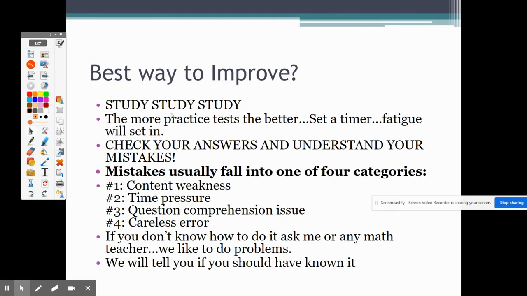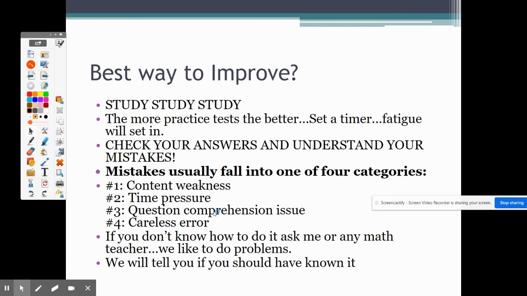Best way to improve is to study. All mistakes that you will make when you check your answers are one of these four things. You don't know the content. That's geometry, maybe you don't remember it. If you're in algebra 2 or algebra 3, you don't know the trig stuff, but that was going to be your guess anyway, right? So you don't know it. Time pressure, you ran out of time or you hurried.